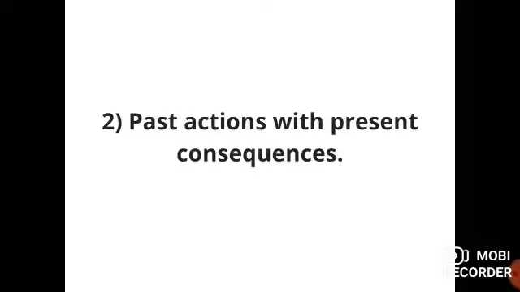Then we use the present perfect also for past actions with present consequences, very related to the previous use. For example, I have broken my arm. I can't go on holiday. So the person broke the arm probably last week, the previous week, or some days ago, but the arm is still hurt, so the consequences still remain, yes?